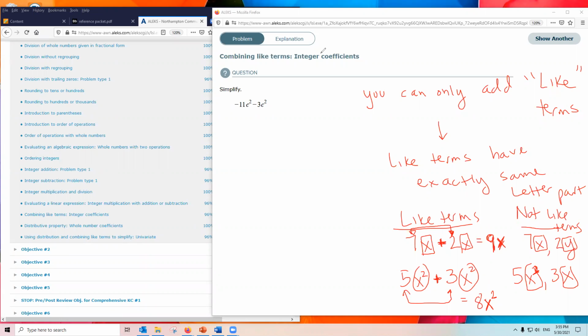All right, let me come back to the example they gave me. Well, they have negative 11c to the exponent 2 minus 3c to the exponent 2. These are like terms because I have a c to the 2 here and a c to the 2 there. They're exactly the same. Leave that as is, and add or subtract the numbers in front. Well, when I add or subtract these, this is going to be negative 11 subtract 3. Well, that's negative 14. So that's what I put in front, negative 14 c to the 2.